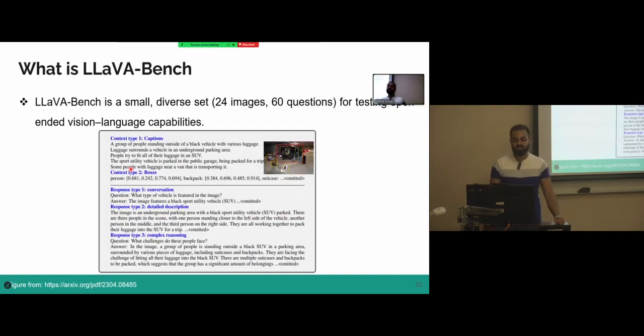LLaVA-Bench. Here is another benchmark used for the evaluation. LLaVA-Bench is basically a set of 24 images and 60 questions. Here the idea is to ask open-ended questions rather than yes-no questions, which we were doing previously, to map how good the model is at cognitive tasks. We can ask things like caption the given image, and it's able to caption something, and basically we check whether the caption is aligning with the image at hand. That's how you can check for hallucination.